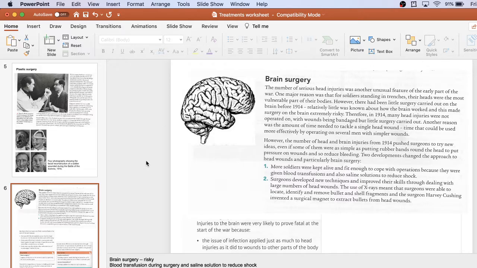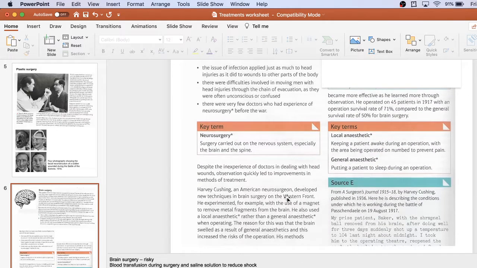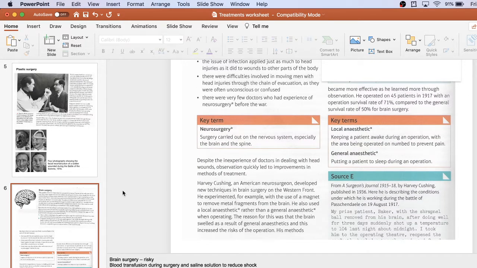And the big development here is we have Harvey Cushing. Now, Harvey Cushing is incredibly important to us because he developed the electromagnet to remove shrapnel lodged in the brain. And he experimented with this, he used this on the Western Front, and it's proven a success. When he operated on people, his survival rate, and it says here, 45 patients, survival rate 71%, compared to the 50% for all brain surgery. And that's because of his use of the electromagnet, and also he used a local anesthetic.